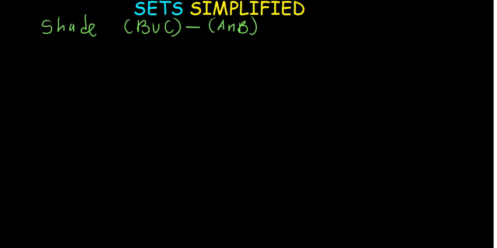Remember, when you've got x minus y, this is the same as x intersection y complement. So for the second thing mentioned, we just put an intersection and then we put a complement. That's the same with here. So this is B union C, and then intersection. The second thing, which is A intersection B, we'll put a complement there. I think this would be enough for us to shade.